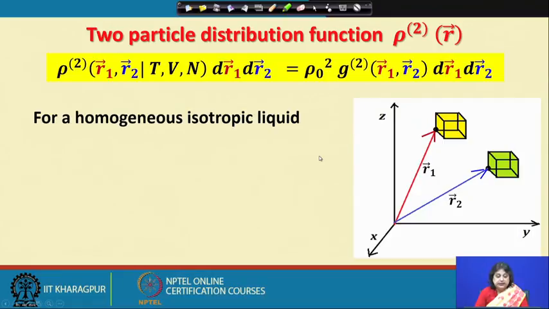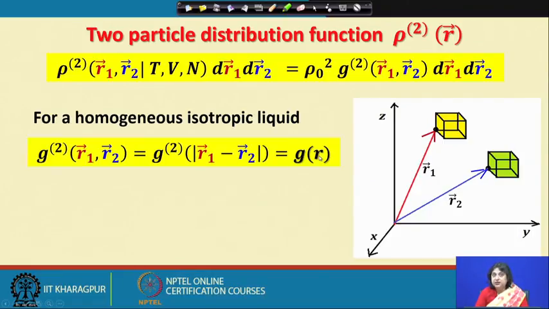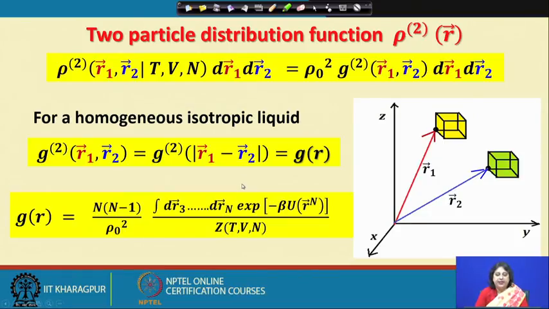Now, when I do this, then for a homogeneous isotropic liquid, it does not matter what exactly the values of R1, R2 are, rather it depends only on the difference between the two position vectors, and rather the magnitude of the interparticle separation, and then I can use this expression to define formally what G of r or the radial distribution function is.